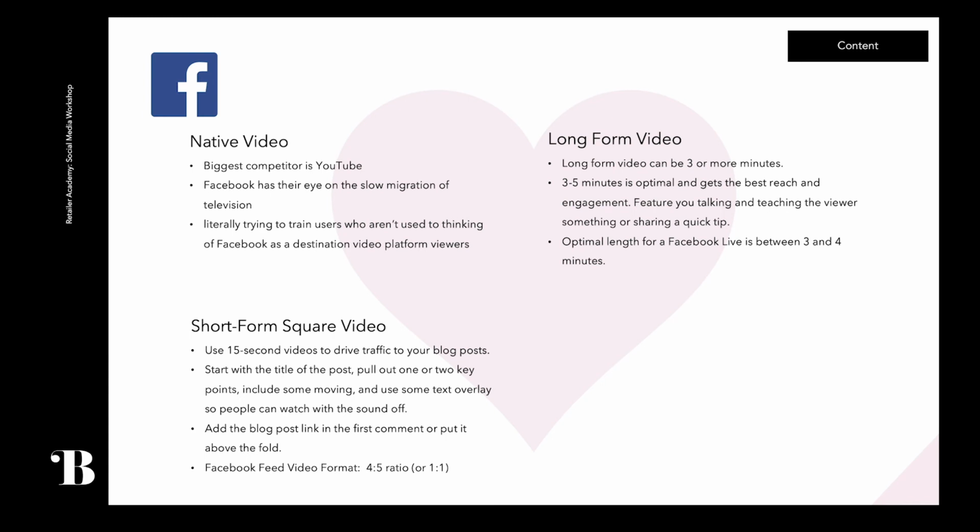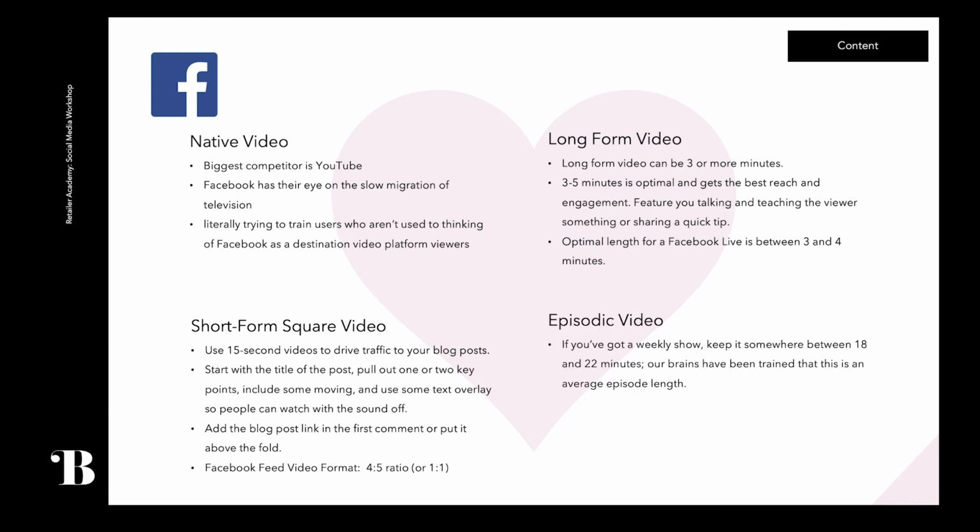Make sure that you're considering the content. Lastly, we've got episodic video. Now, this is where we've got between 18 and 20 minutes of video. That's a very long time in social. If you can create episodes, people become used to you and they start to plan to watch for you. This is very valuable in certain industries, but you do have to have a plan.